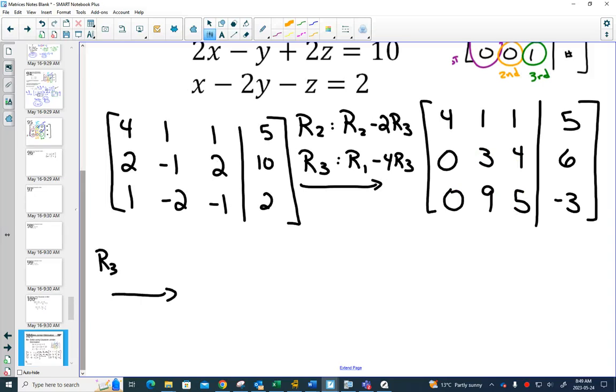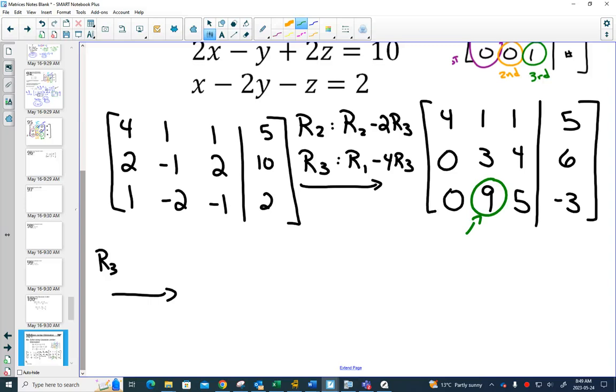And the other thing that should make sense is that when we try to make this one 0 next, you are only allowed to use row 2 and row 3. Because if you use row 1, this other 0 is going to go away, because there's a 4 in row 1 with the x. If you add it to row 3, you're going to add a 4, and then we're back to where we started from. So the order should make sense that way.